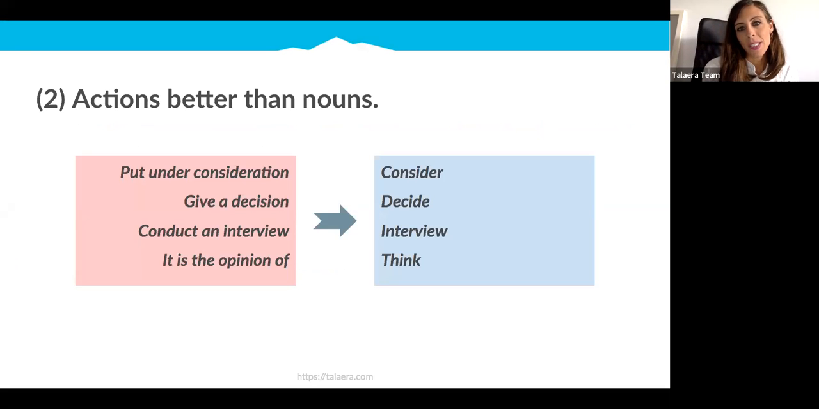What I meant by actions better than nouns is that in English, it's very easy to create verbs. So instead of "put under consideration," you can just "consider" something, or instead of "give a decision," you can "decide." "Conduct an interview" is just "to interview," and "it is the opinion of" is just "think."